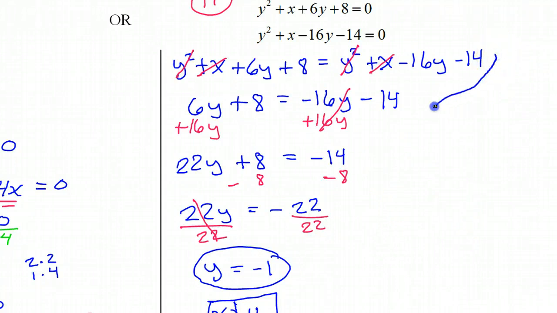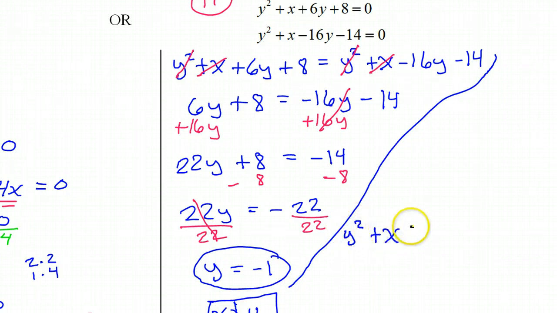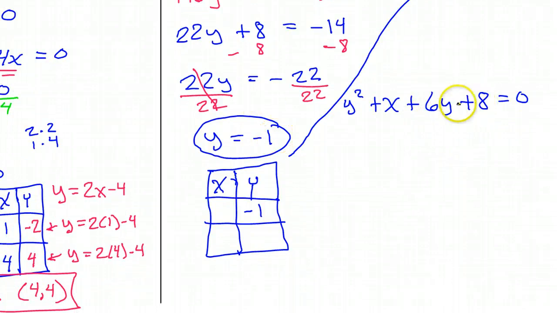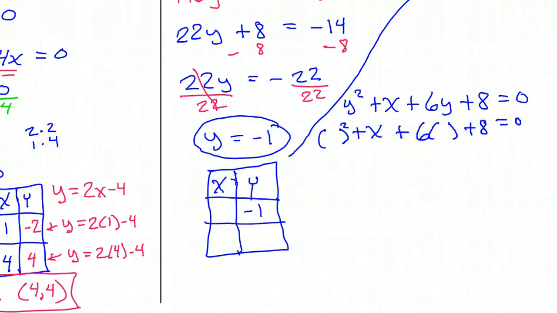So let's see, let me just carve out a little space. So here I go. I've got my y squared plus x plus 6y plus 8 is equal to 0. I just copied down that top equation. Now, substituting in the negative 1 for y, this becomes y squared plus x. No, I'm sorry. Forgot about the y squared as well. So I'm going to substitute here and here. Alright, let me just change colors for emphasis. So this y squared became negative 1 squared, and this 6y became 6 times negative 1. Okay, of course, negative 1 squared is positive 1. 6 times negative 1 is negative 6.